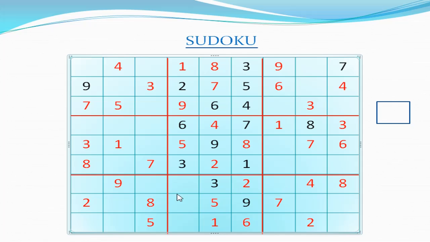So now we will try for 8. Number 8, because number 8 is missing in this block. Number 8 I cannot place here because in this row I see number 8. Can I place it here? No, stop. There is one 8 here. So I am left with just one tile for number 8 and nobody can stop me from placing 8 here.